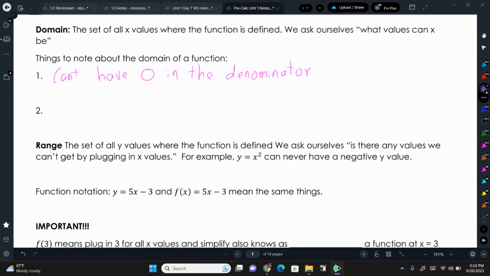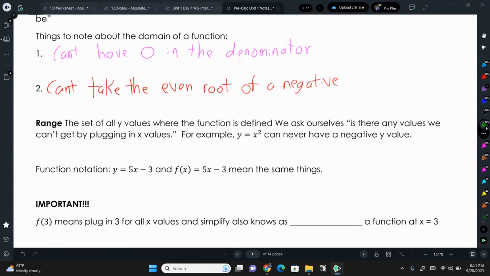The second thing is we can't take the even root of a negative number. Okay, that's not allowed.